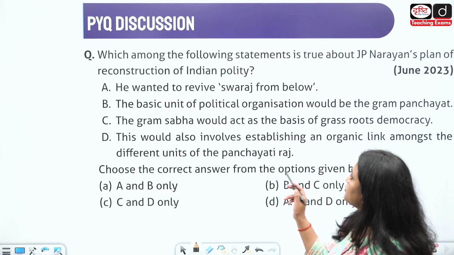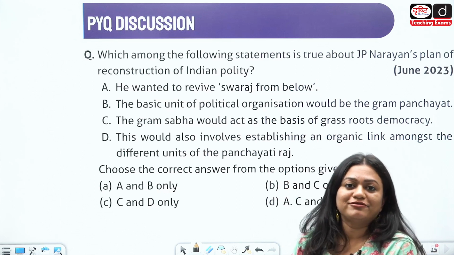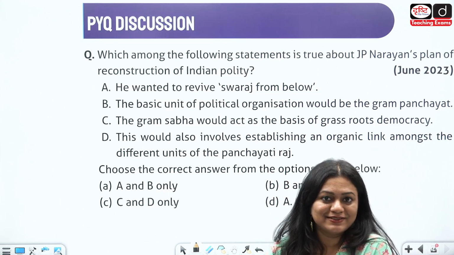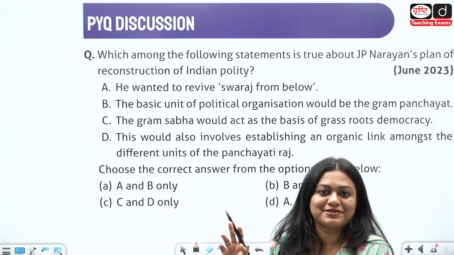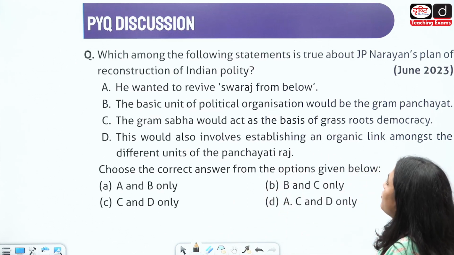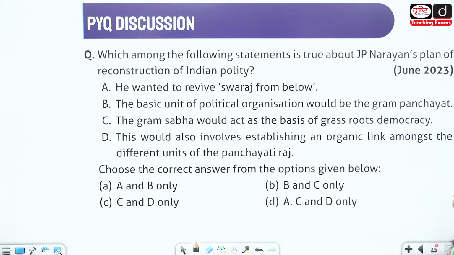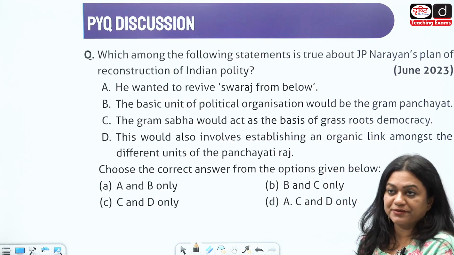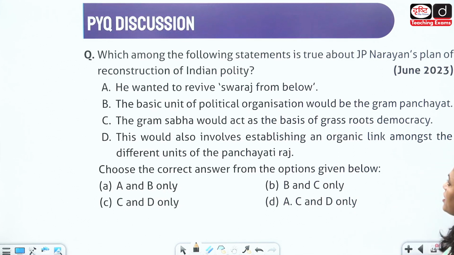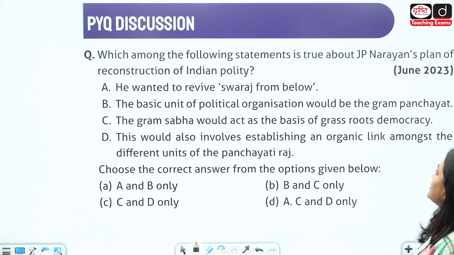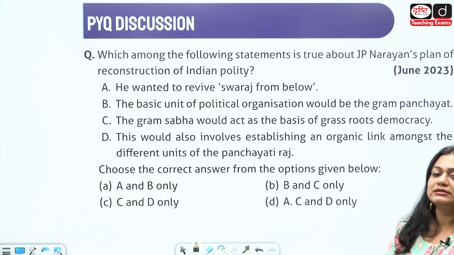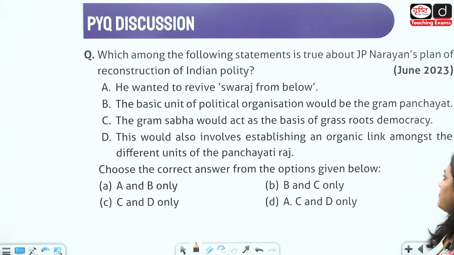Then we have a question that is actually for you people. You have to tell me the correct answer in the dialog box or the chat box. So students, go through the question and find the correct answer. Which among the following statements is true about Jayaprakash Narayan's plan of reconstruction of Indian polity? A, he wanted to revive the Swaraj from below. B, the basic unit of political organization would be the Gram Panchayat. C, the Gram Sabha would act as the basis of grassroots democracy. And D, this would also involve establishing an organic link amongst the different units of the Panchayati Raj.